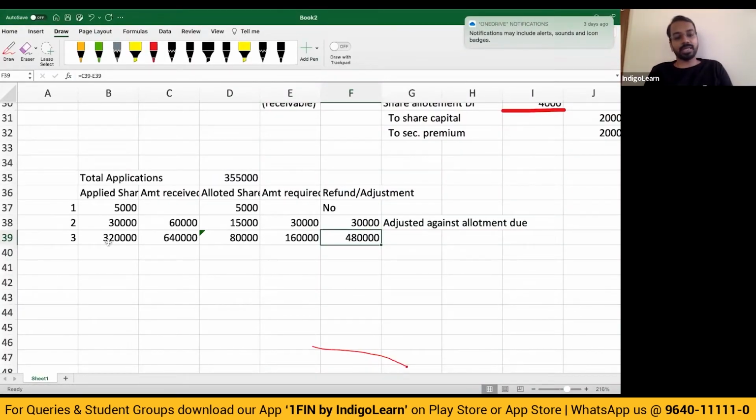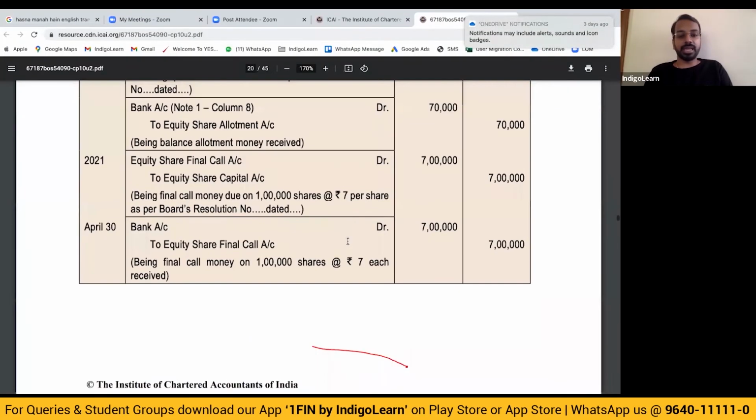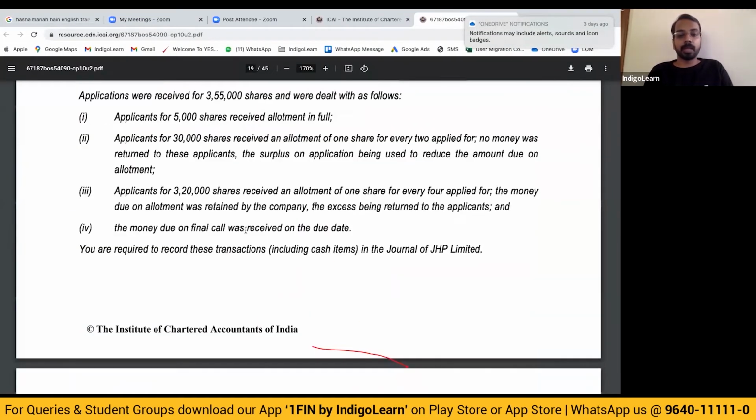Okay. So what has happened in the third case? 3,20,000 shares were applied. We received 6,40,000 total amount. We have allotted 80,000 shares to these people. For 80,000, we need only 1,60,000. So we have an extra amount of 4,80,000. So basically, we collected an extra 4,80,000 from the shareholders. Now, what does the question say? The question says that the money due on allotment was retained by the company and the excess was returned to the applicants.